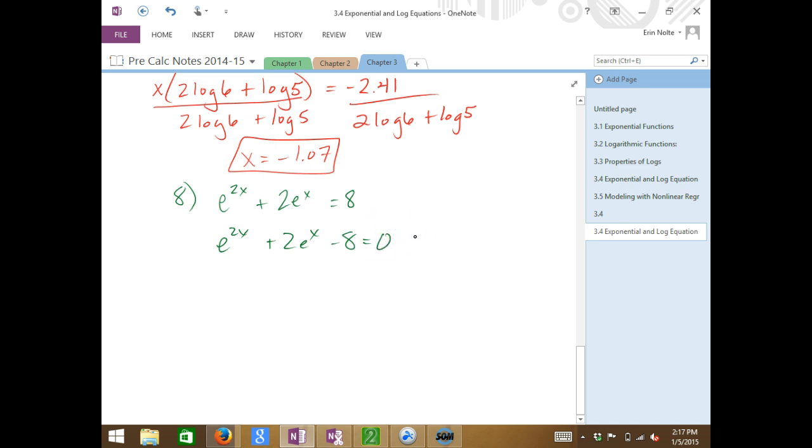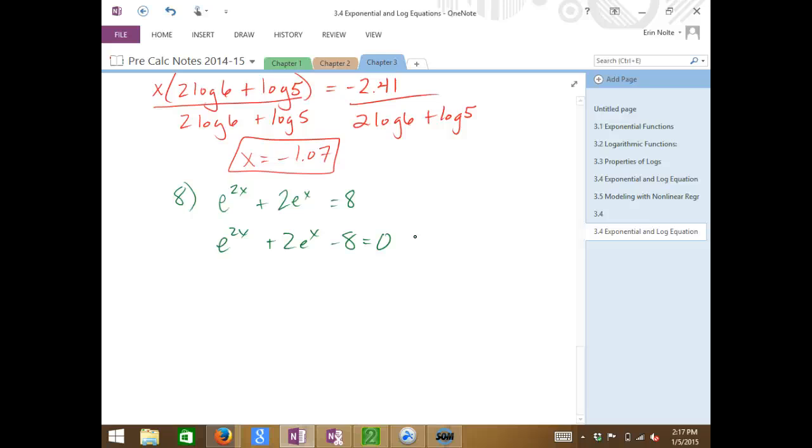Okay, so now if I'm factoring, basically I have 3 methods of factoring. I have greatest common factor. Can I pull a greatest common factor? No. Or I have easy or hard. Okay, which of those 2 do I have here? Easy. There's no number in front of the e, so it's an easy method.